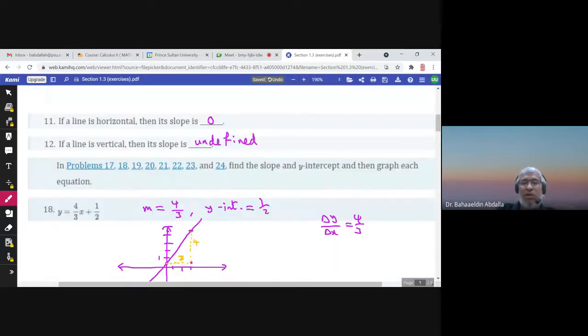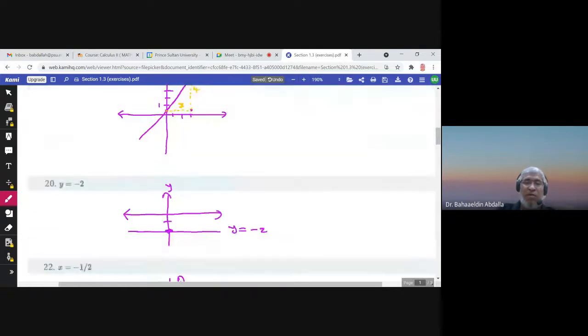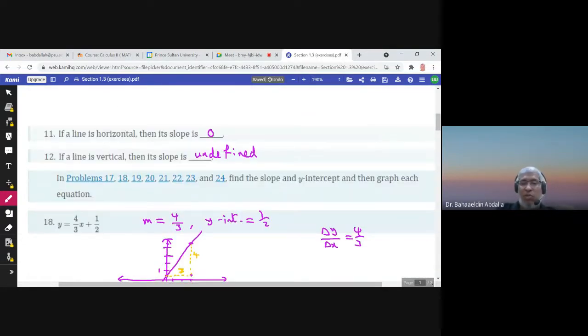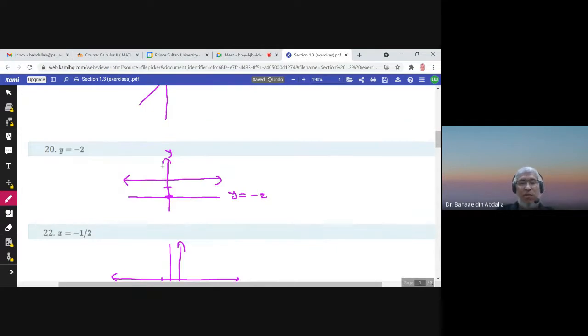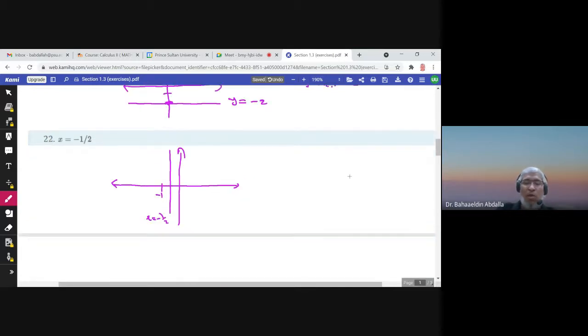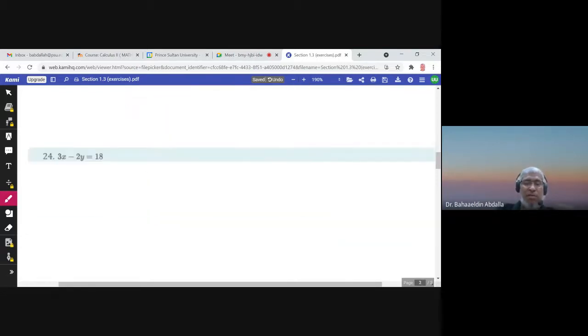What do we need? We need the slope and the y-intercept and graph the function. Well, what slope? The y-intercept. The slope here for the horizontal line is 0, all right, and the y-intercept is -2. While for this vertical line, the slope is undefined and there is no y-intercept because the line never crosses the y-axis. It's parallel to the y-axis.